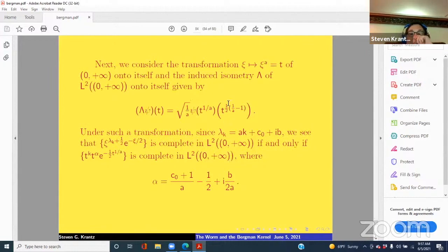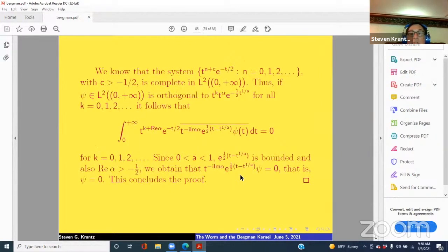Now we'll consider the transformation c goes to c to the a, which we will call t, and this maps (0, infinity) to itself and induces an isometry lambda of L2(0, infinity) onto itself, given by lambda of psi of t equals 1 over square root of a psi of t to the 1 over a, t to the 1/2, 1 over a minus 1. Under this transformation, since lambda k is ak plus c naught plus ib, as we saw before, we see that c to the lambda k plus a half e to the minus c over 2 is complete in L2(0, infinity) if and only if t to the k, t to the alpha, e to the minus 1/2 t to the 1 over a is complete in L2(0, infinity), where alpha is c naught plus 1 over a minus a half plus ib over 2a.